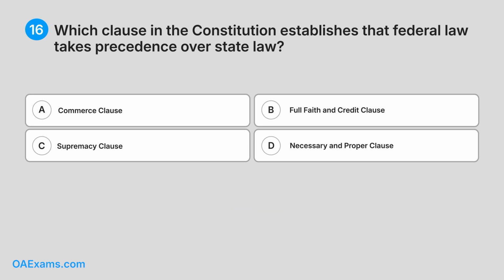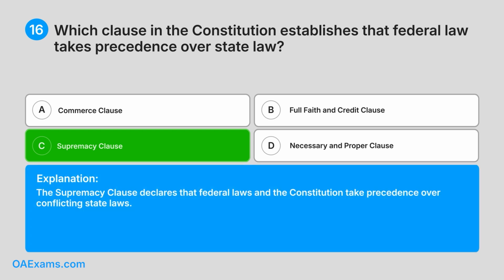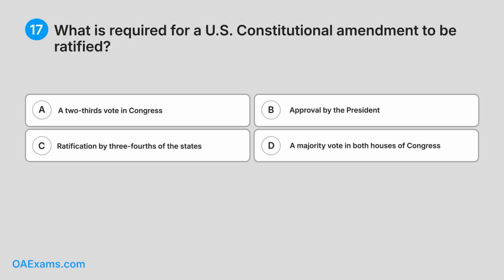Correct answer. C. Supremacy Clause. Explanation. The Supremacy Clause declares that federal laws and the Constitution take precedence over conflicting state laws. 17. What is required for a U.S. constitutional amendment to be ratified?